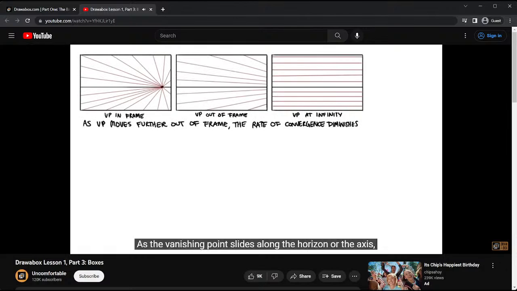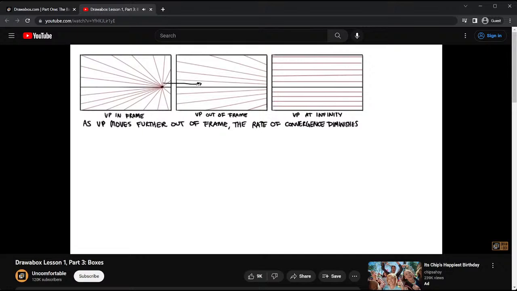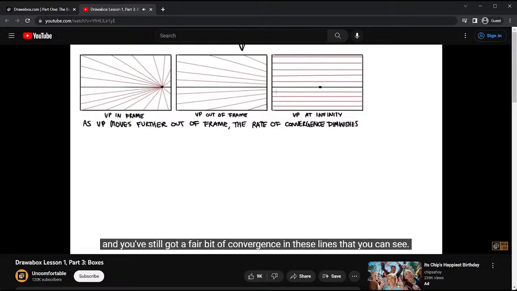As the vanishing point slides along the horizon, or the axis, out of the frame that you're drawing inside of, and it continues to go, the convergences of your lines change. So here, this is normal, we're used to this. It's a single vanishing point, and all these lines are parallel and converging towards it. This vanishing point has now slid off in that direction. So here, it's probably about here now for this frame, so it's way out of frame, and you've still got a fair bit of convergence in these lines that you can see.